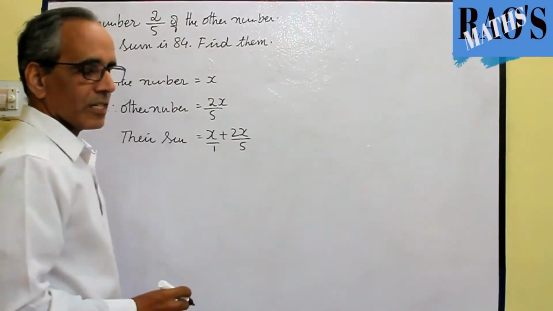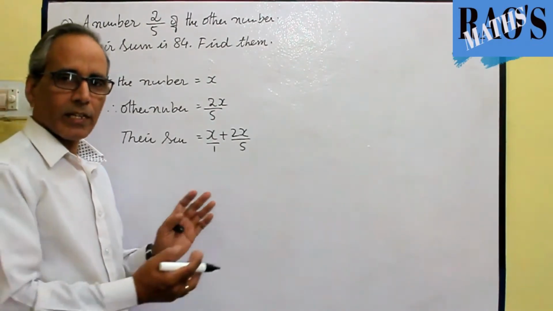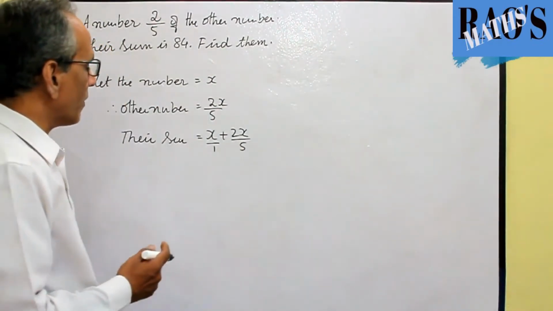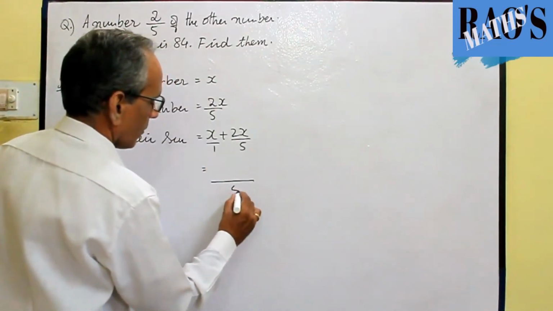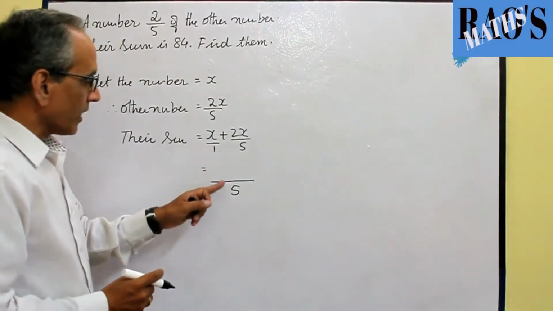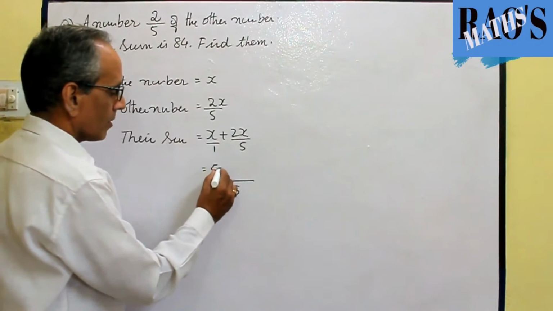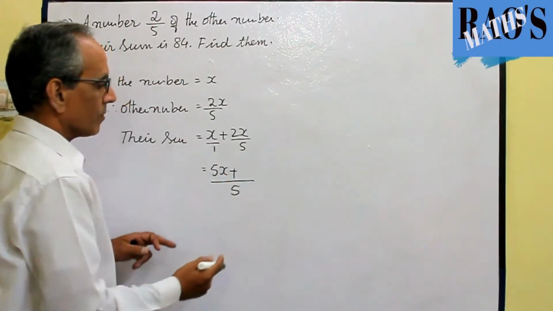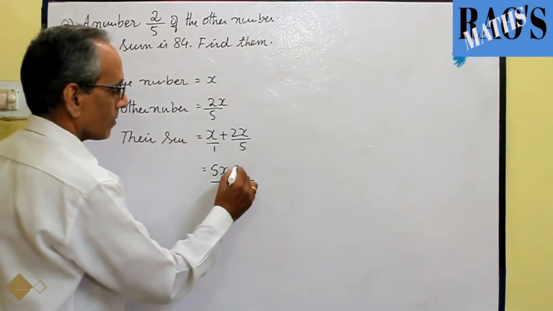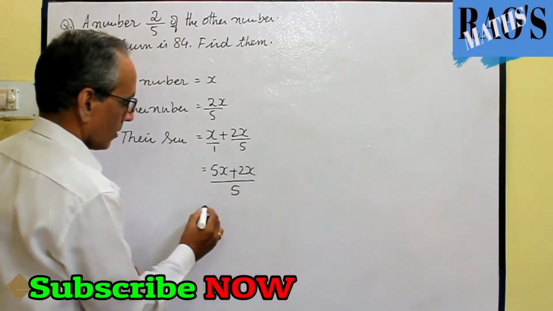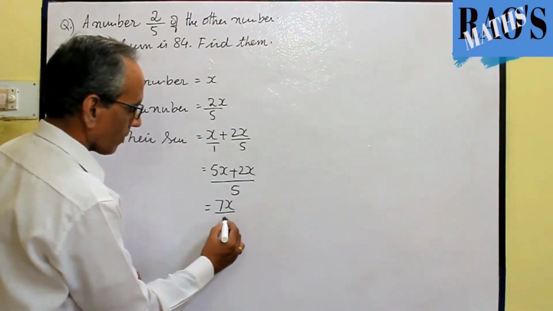Since they are unlike fractions, we depend on their LCM to convert them into like fractions and then add. Here the LCM of 1 and 5 is 5. 5 times x is 5x, plus 5 one times 2x is 2x. So the sum of two numbers in terms of x is 7x by 5.